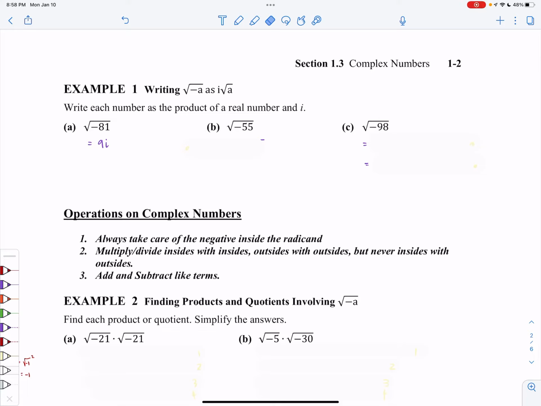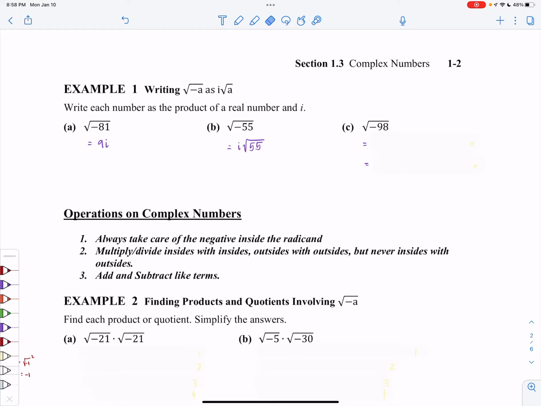Part B, the square root of a negative, again, is i. And we have that square root of 55, where the 55 remains on the inside. Now, 55 cannot be broken down into any perfect squares, so it's just going to remain as i times the square root of 55. Now, however, on part C, this one's going to be slightly different.